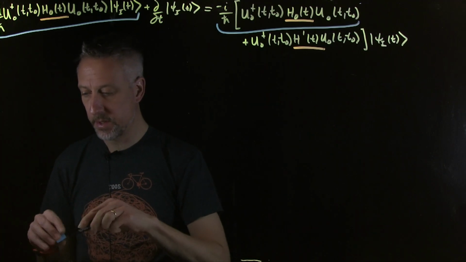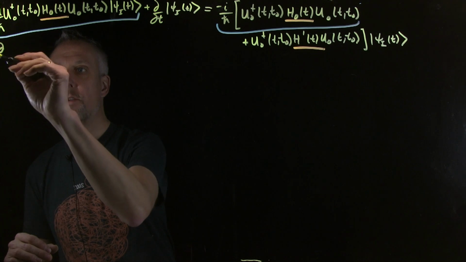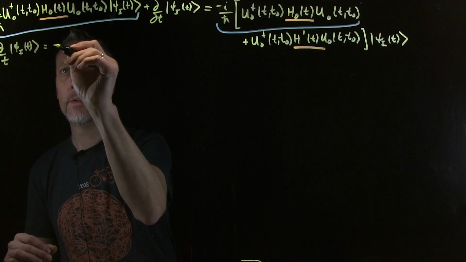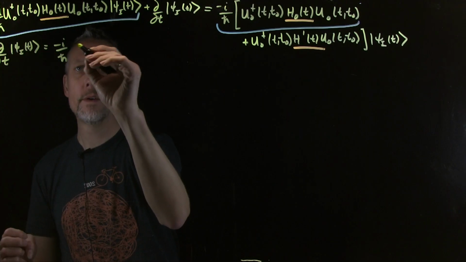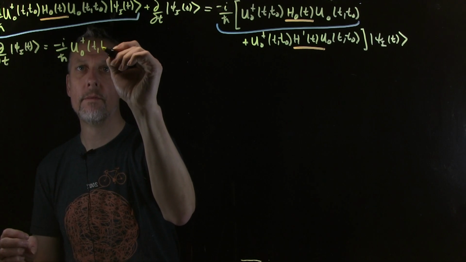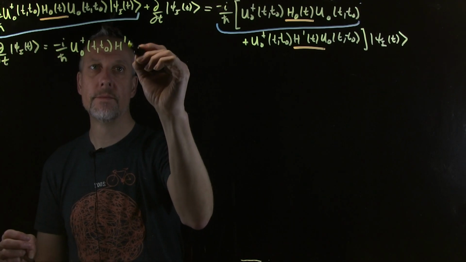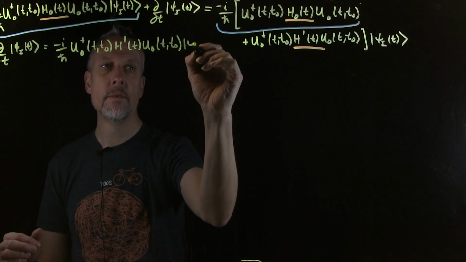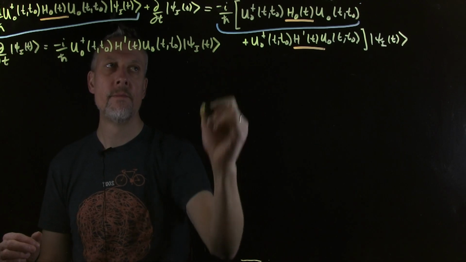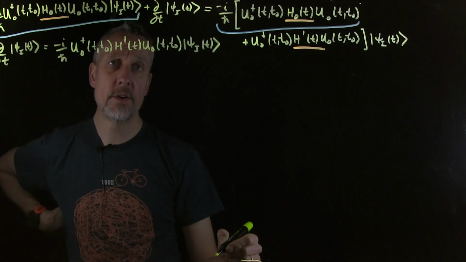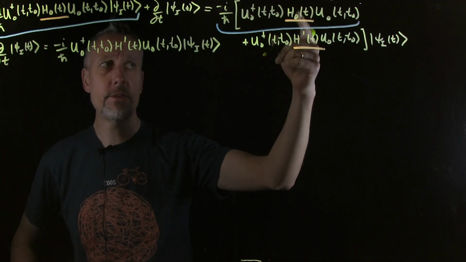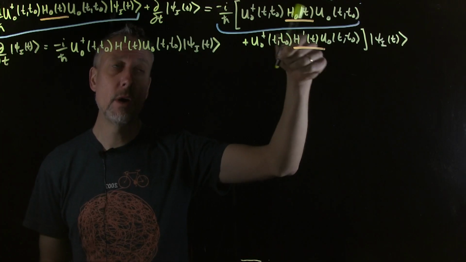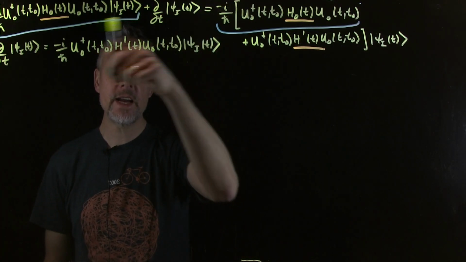Okay, so when we get rid of those two terms, things actually get quite simple, because now we have the time derivative of psi I is minus I over h bar times u naught dagger h primed of t u naught t naught psi I. All right, and so I said before, I think, that u naught dagger of something u naught is the interaction picture representation of that something, here h naught. We're not using that here, so it ends up canceling out.